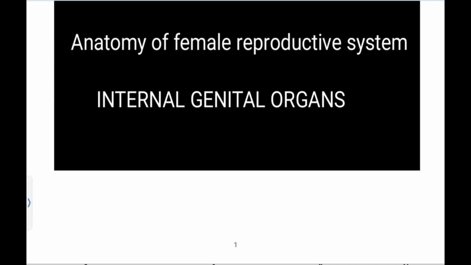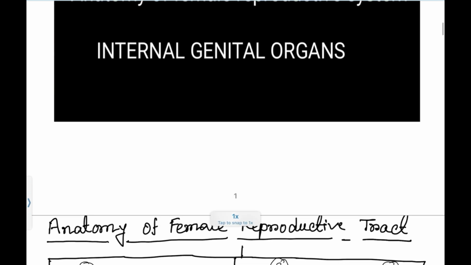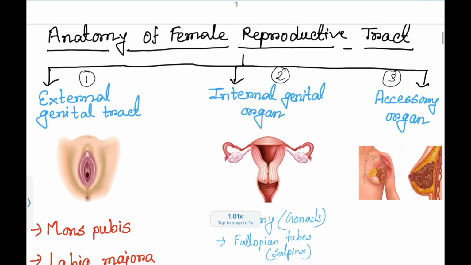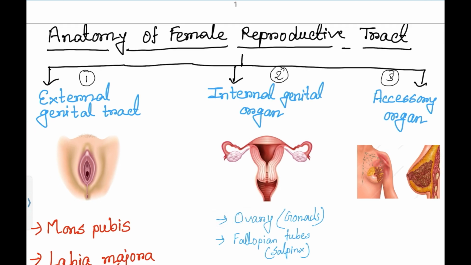In continuation with that, again we are here today for the discussion of another internal genital organ. Before we dive into today's session, let's quickly recall what we have covered so far. We have discussed in part 1 the different categories of the female reproductive tract, that is your external genital tract, internal genital tract and your accessory organs.